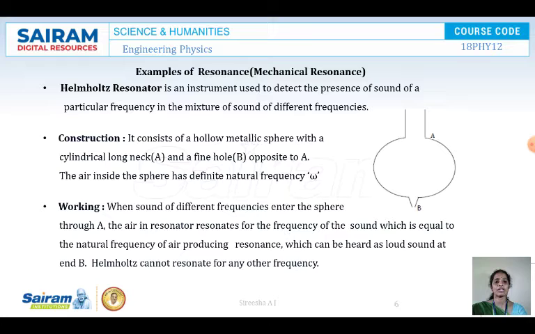The resonator is set with a natural frequency omega. Only when the frequency of the input sound becomes equal to that frequency does the Helmholtz resonator respond with a sound. That means it is picking from different values of frequencies. There are multiple frequencies entering, but when the input frequency is equal to the natural frequency of the resonator, the resonator will vibrate.